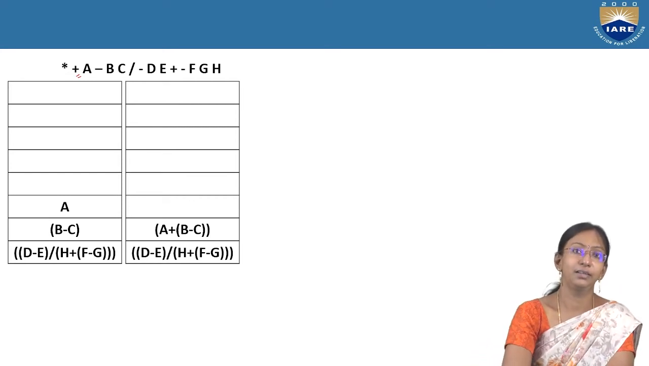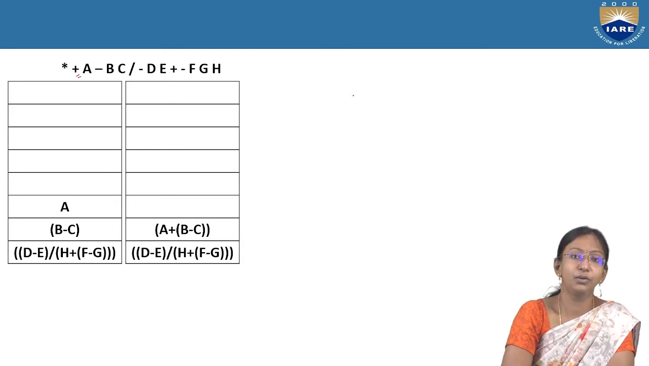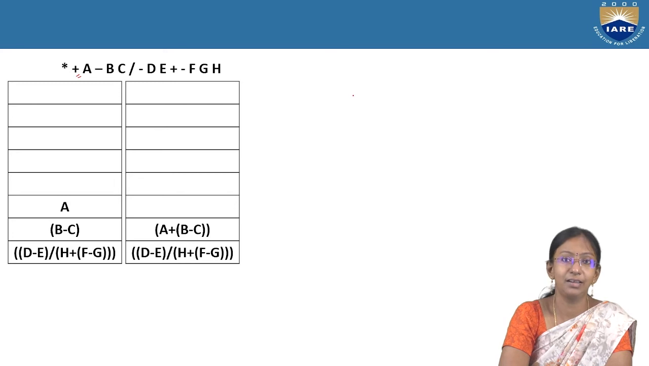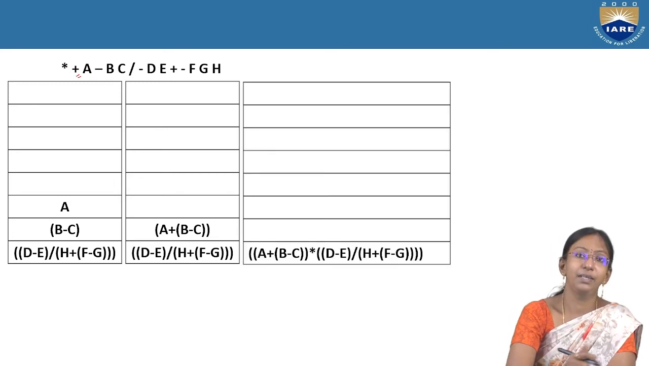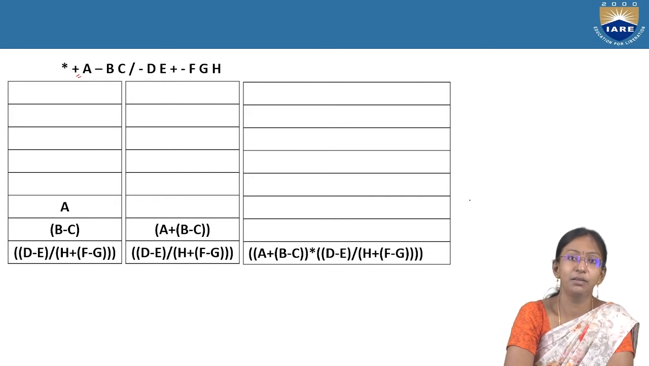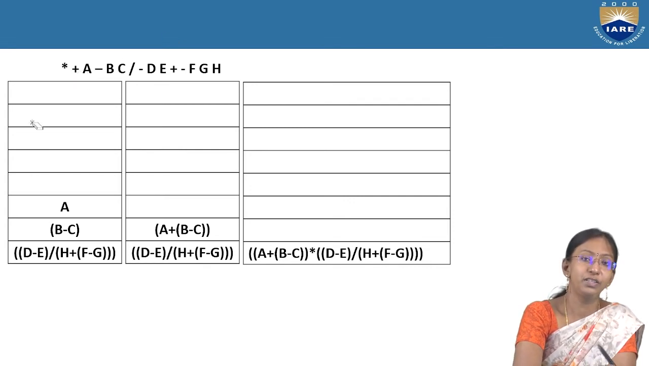The next character is multiplication. This is the last one, and I hope you can see that only two elements are there in this stack. We need not worry about this right now. So I have concatenated A plus B minus C with D minus C by H plus F minus G. You can see that you have reached the end of this string.